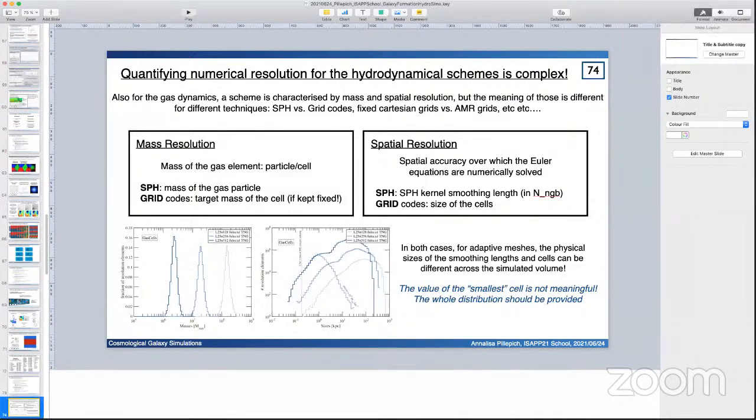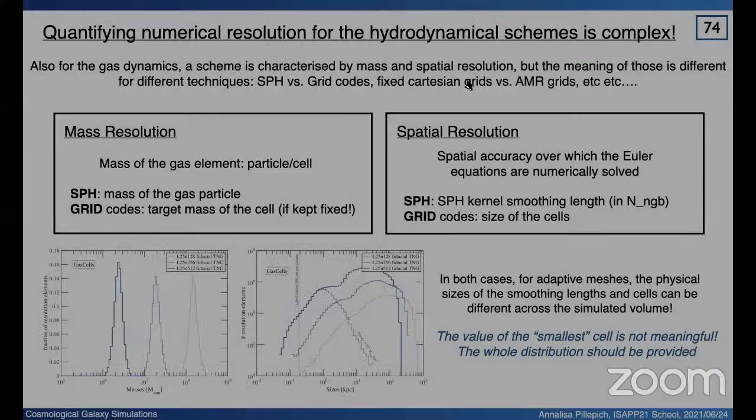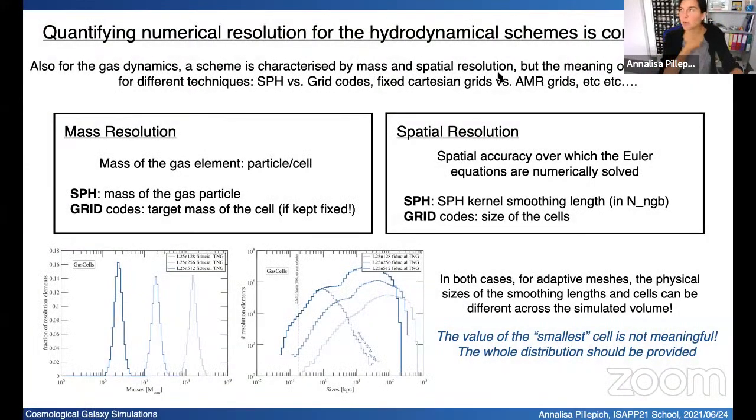Perfect. Thank you. Okay. So actually, for those of you who are not of the business, numerical resolution can be very confusing. And this is normal because it is actually very complex to quantify the numerical resolution of hydrodynamical schemes. There are three types of resolution: mass, spatial, and time resolution. In terms of time resolution, this is never a problem, so nobody ever talks about it. But mass resolution and spatial resolution may become important to know.